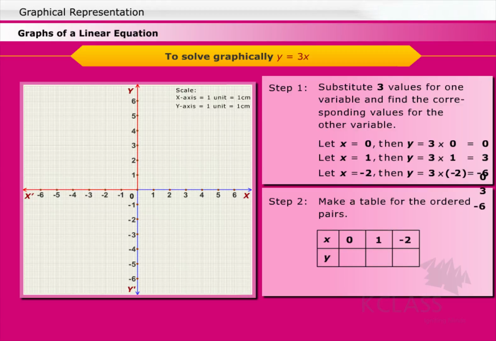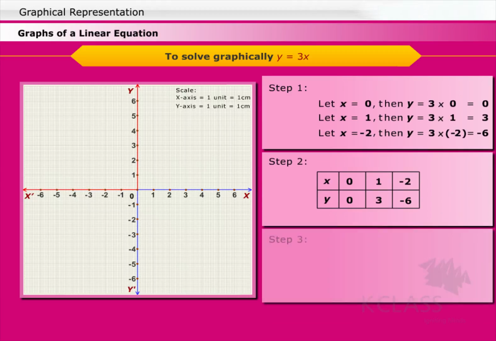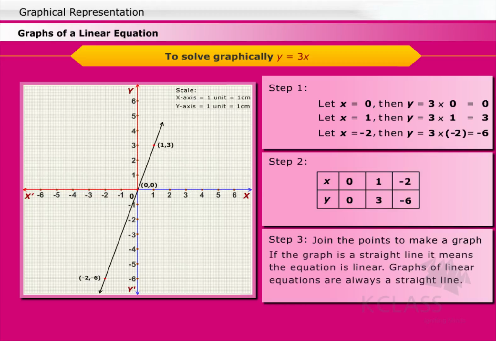Remember that the x and y coordinates of a point is called an ordered pair. The last step is to join the points. Don't worry, we will do it for you. What do we get? We get a graph which is a straight line. If the graph is a straight line, it means the equation is linear, or we can say that graphs of linear equations are always a straight line.